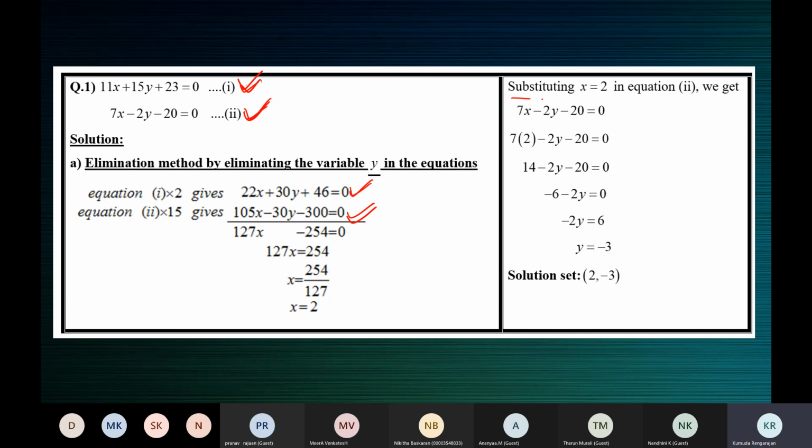So what have I done? Substituting x is equal to 2 in equation 2. You can even substitute in equation 1. I have done it in equation 2. We get, so this is equation 2, 7x minus 2y minus 20 is equal to 0. Substitute the value of x, 2, and solve this. You will find the value of y. So when we say solution set, it's the values of x and y in that order, x value first and then y value. So 2 comma minus 3 is the solution to this pair of linear equations.